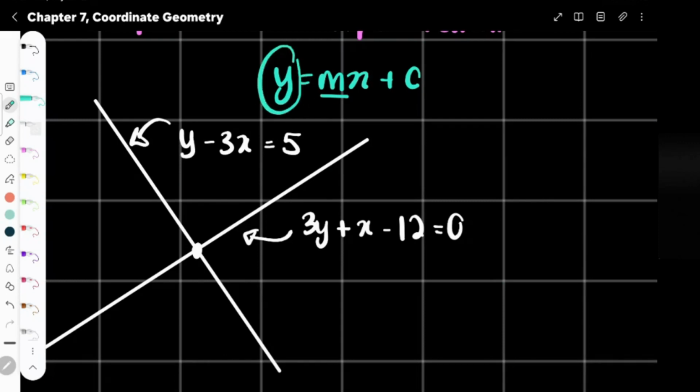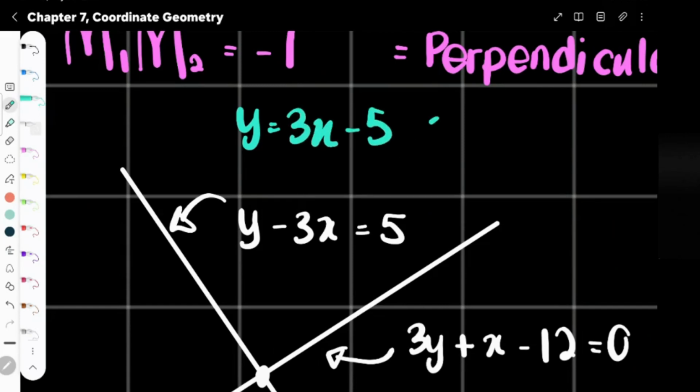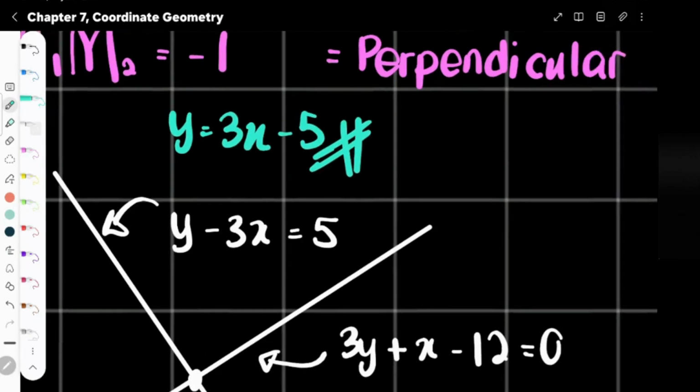Remember? Y alone. So look here, is y alone? No, right? Y is not alone. So you will have to leave y alone. How do we do that? I will just move the negative 3x to the other side. It will be very simple. So y equals 3x minus 5. Okay, this is the first thing.